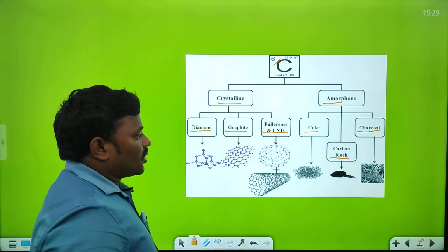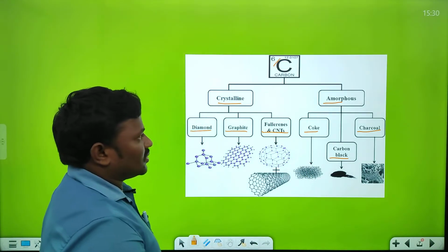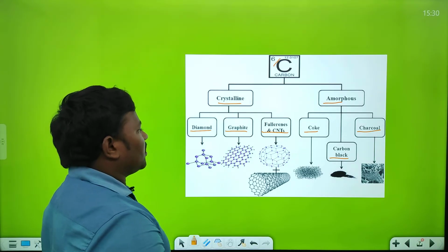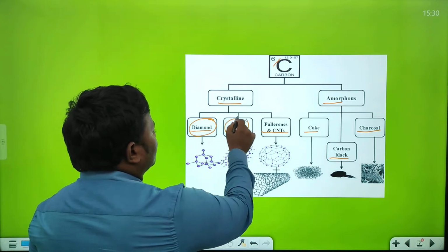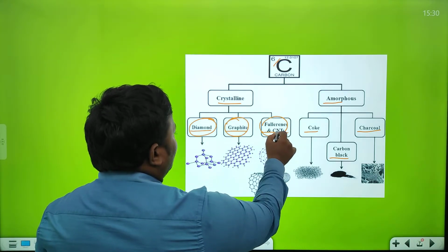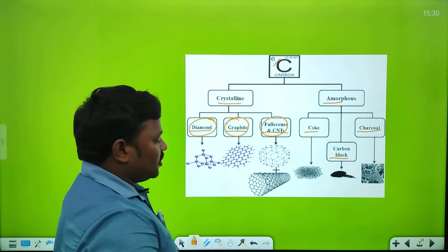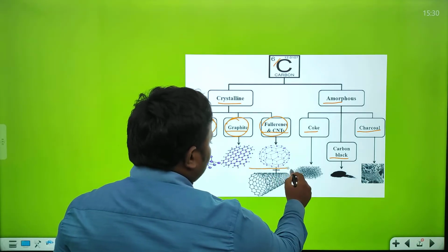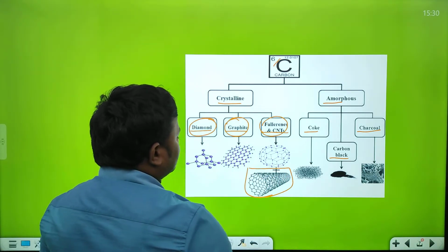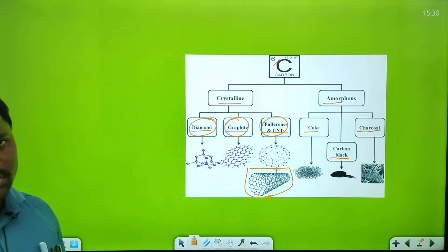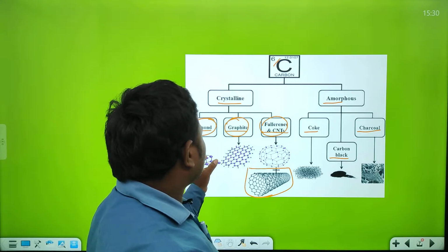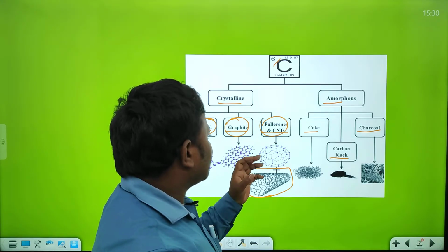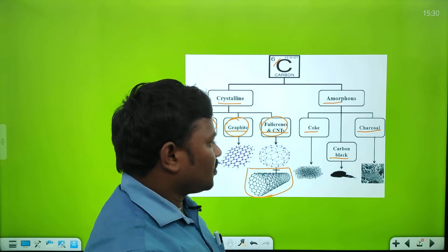So totally carbon is there in different forms. This is the versatile nature of carbon. Individually we have to study these: diamond, graphite, Buckminster fullerenes and nanotubes. So these are the nanotubes we are seeing. It is also there in the Buckminster fullerenes. Is it right? So different structures: diamond, graphite and Buckminster fullerenes.